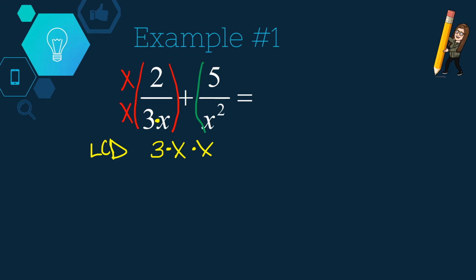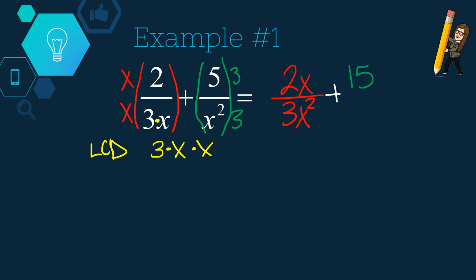The second one has 2 x's. It's missing a 3. Do you see how I did that compared to the LCD? All right, let me distribute. So x times 2, 3 times x. All right, plus sign. Let's look at the second fraction.